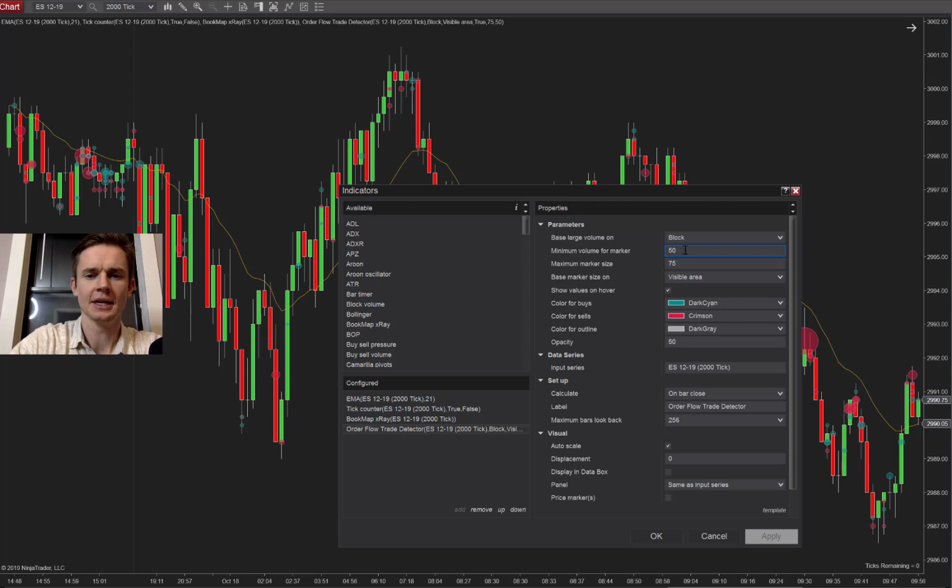And then block, what block does is show you the large number of trades that are happening at a certain tick. And some other options are a certain price, a consistent bid and ask. I'm using the block. So let's get started here.